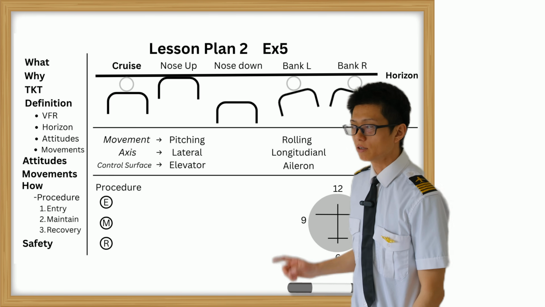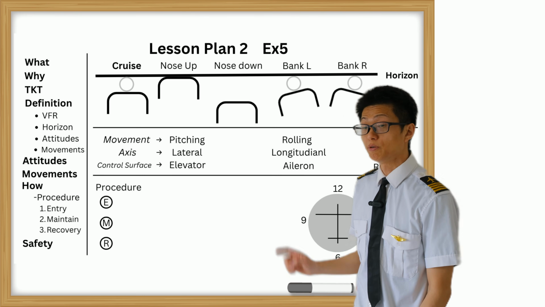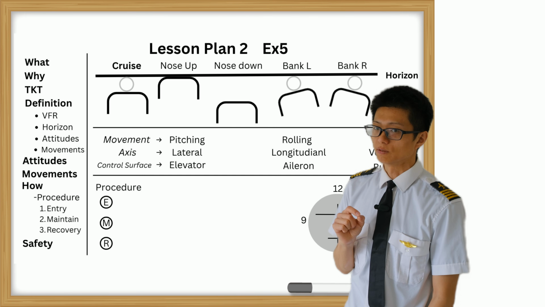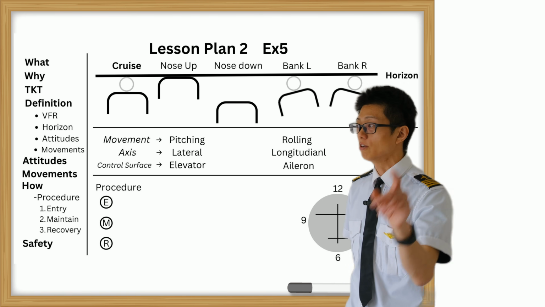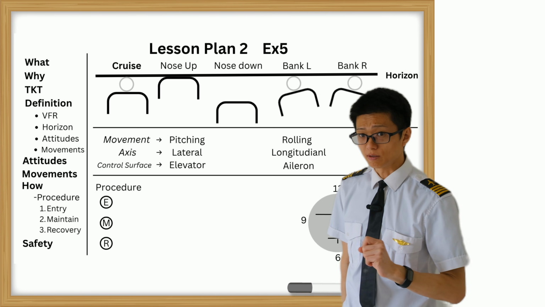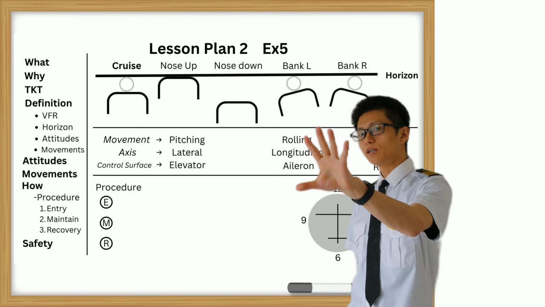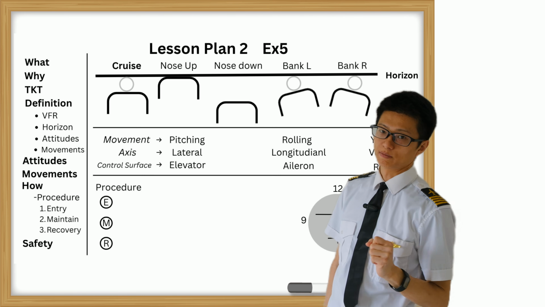Now I'm going to talk about the bank left and bank right. So start with the cruise attitude again. As I mentioned before, before you enter the bank attitude, what's the first thing you want to do? Check the traffic. That's correct. So make sure you look left or right and make sure nobody's there. Let's talk about the bank left attitude first. You look at the left, nobody's there, clear left, and you enter the bank attitude.